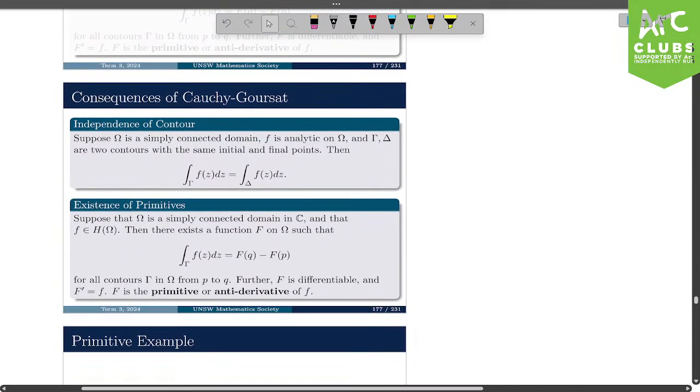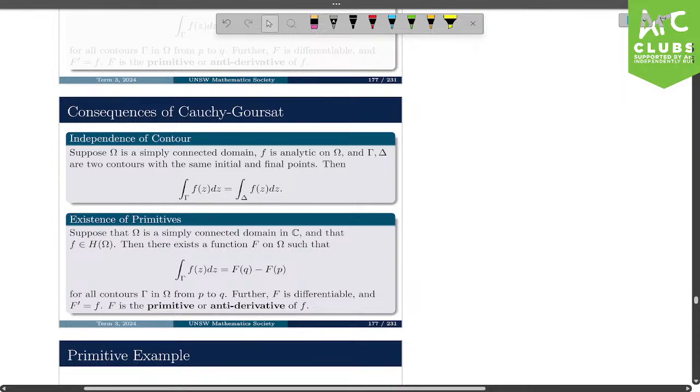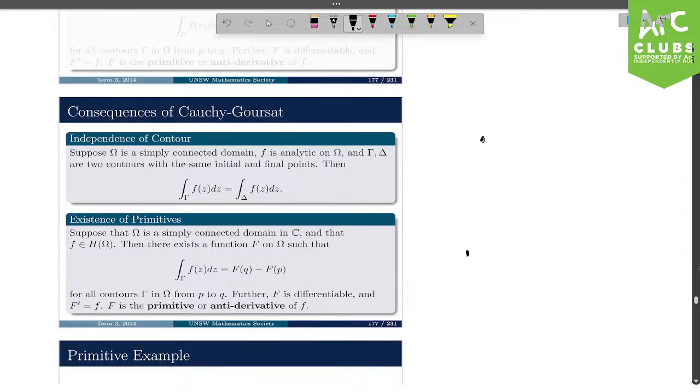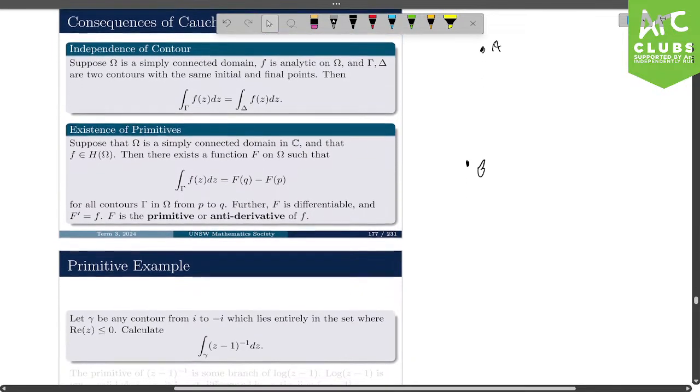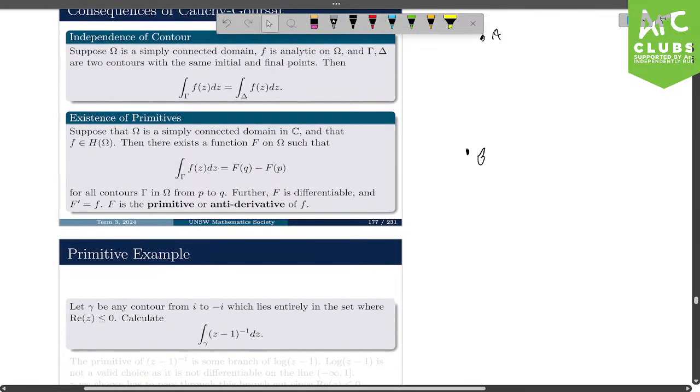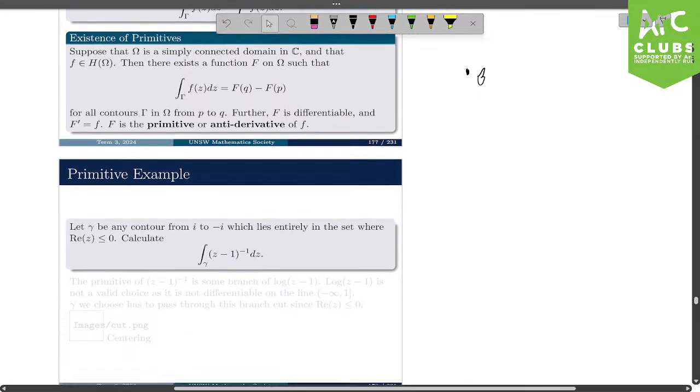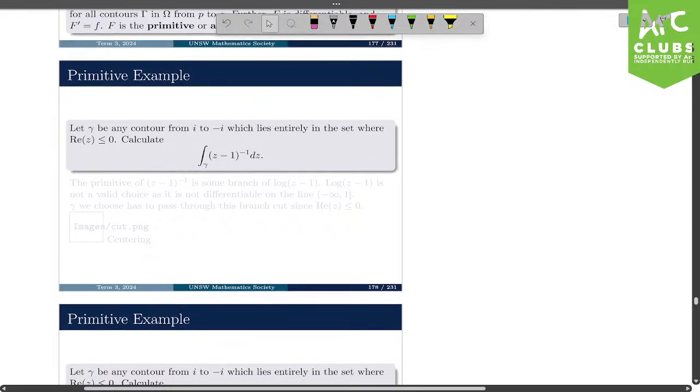But similarly, this defines primitives, because now it doesn't matter how I get between point A and point B. Because if there's an integral between the two, there is a specific value of that integral now, okay? Which we call the potential, but rather the primitive.